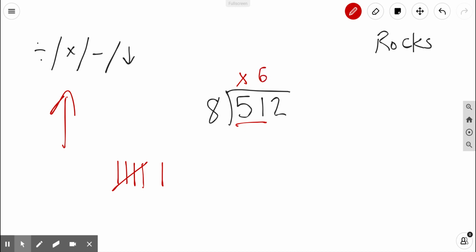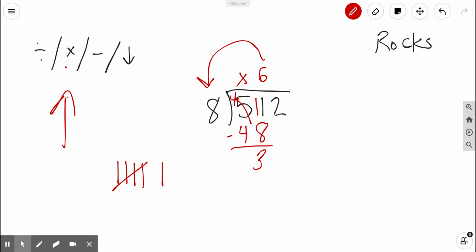And I'm going to do my next step, which is multiply. 6 times 8 is 48. And 48 is going to go right below 51. And now I can subtract. What is 51 minus 48? I'm going to borrow. 5 becomes a 4. 1 becomes 11. 11 minus 8 is 3. Okay? Now, I subtracted. The next part is bring it down.